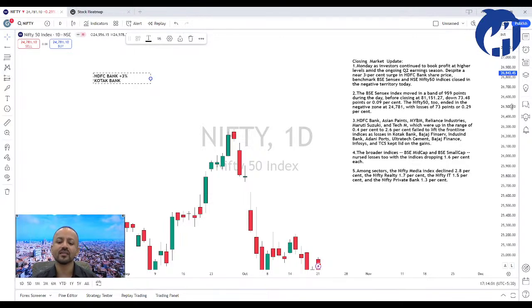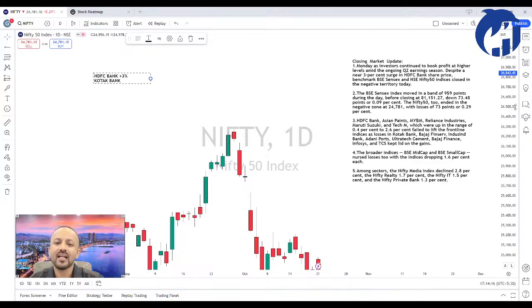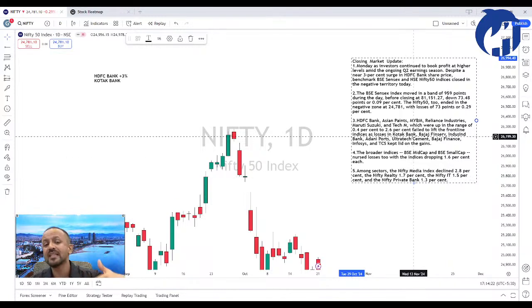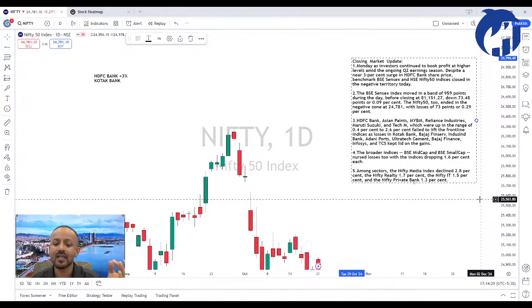Among the sectors, the Nifty Media Index declined 2.8%, the Nifty Realty declined 1.7%, the Nifty IT, the information technology sector, declined 1.5%, and the Nifty Private Bank declined 1.3%. So it's been more of a bearish sentiment even for the Nifty and its sister indices, right? Nifty Media, Nifty IT, Nifty Realty, the real estate sector.